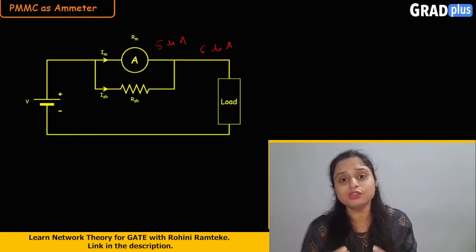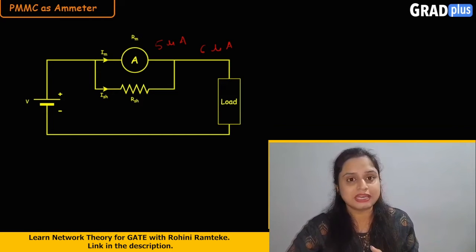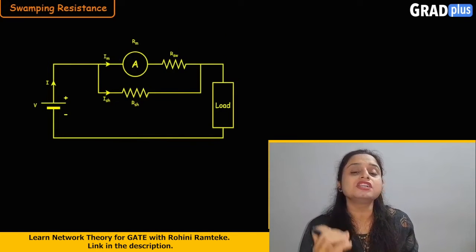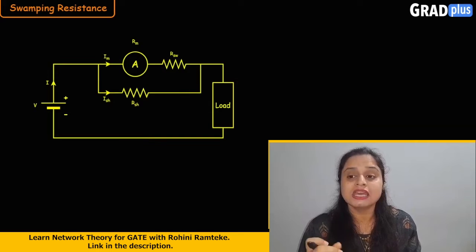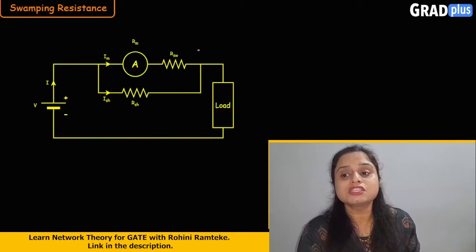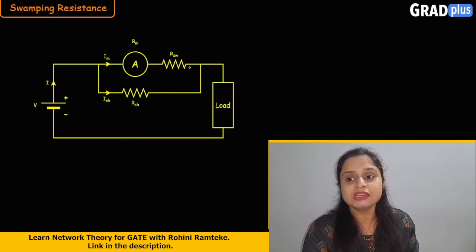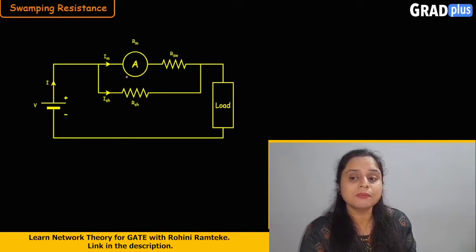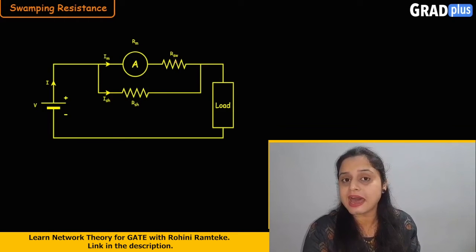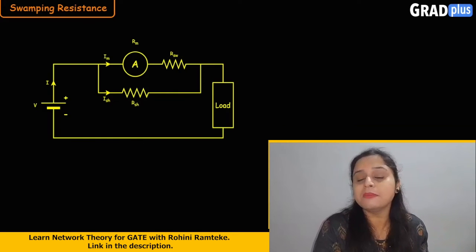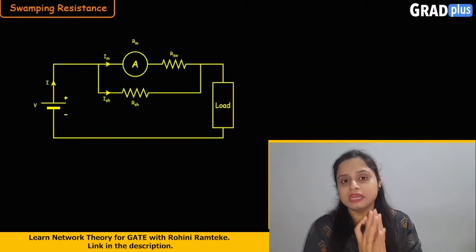So what we have to do, we have to minimize that error. How will we minimize that error? By connecting a swamping resistance. Here we are connecting the swamping resistance in series with this ammeter. Here this is your swamping resistance denoted by RSW. As we are connecting this swamping resistance in series with this ammeter, what is happening? The temperature effect will get minimized and the error will get minimized.